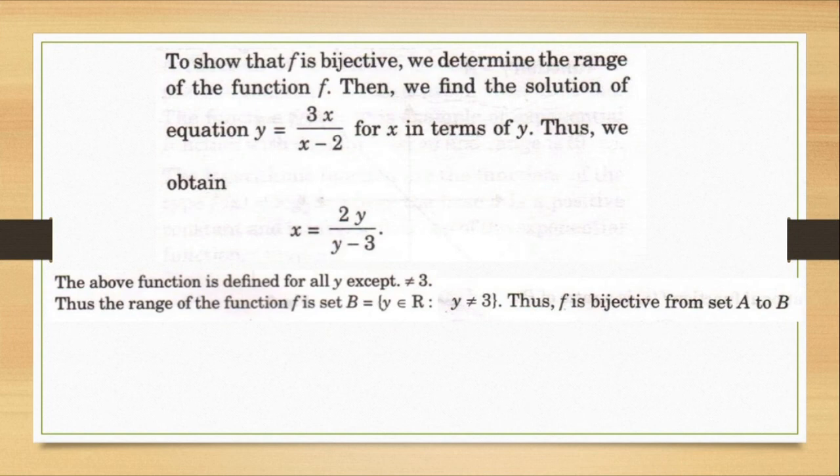Now to show that f is bijective, we determine the range of the function f. We solve y equal to 3x upon x minus 2 for x in terms of y. So x equal to 2y upon y minus 3. So our function is defined for all y not equal to 3. So the range of the function f is the set y belonging to R, y not equal to 3. So this is bijective from A to B, right?